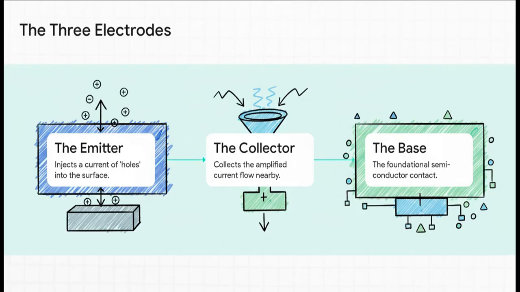Okay, so this device has three main players, or electrodes. You've got the emitter, the collector, and the base. If you can wrap your head around the job that each one of these does, you've pretty much cracked the code of the whole device. So let's see how these parts are actually put together.